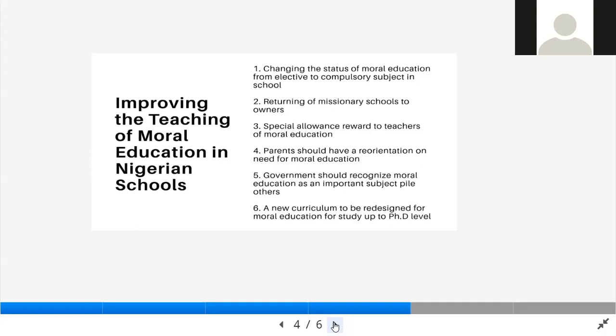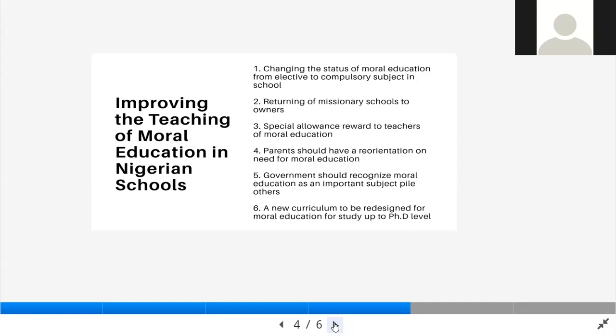We also say that people are suggesting that the government should return the secondary schools that belong to the missionaries to them. And that will help to improve the teaching and learning of moral education in secondary schools, because it also helps to shape the right thinking, the right man, the you that is in you, for us to be very responsible citizens of the society.